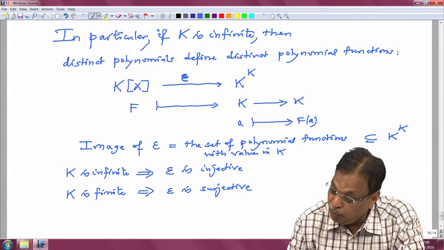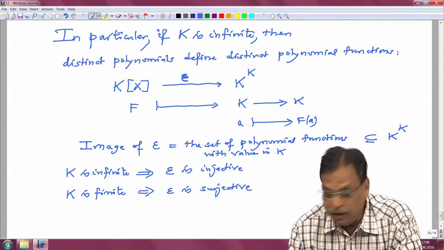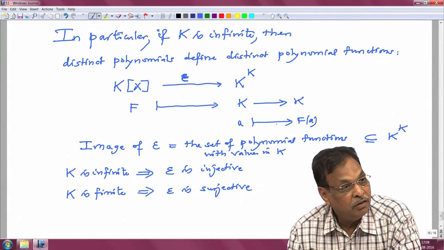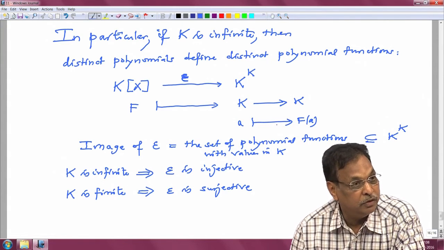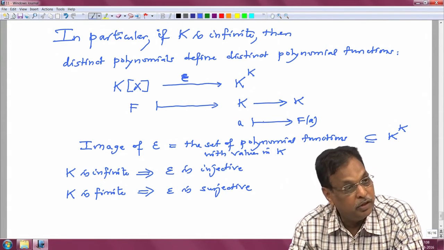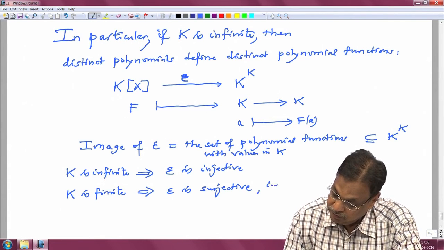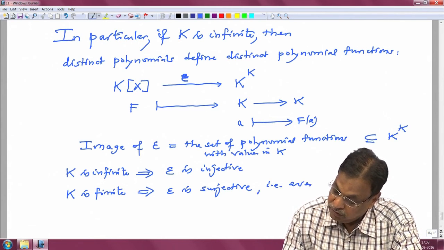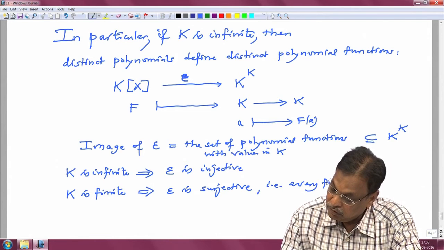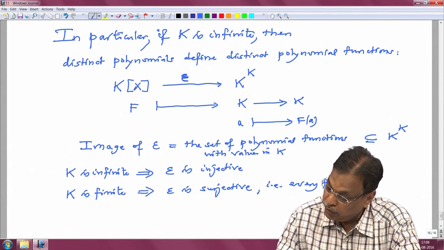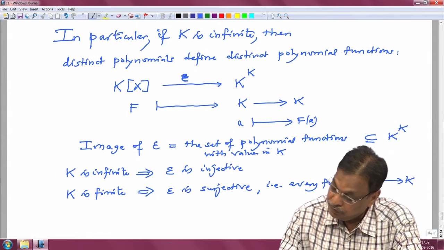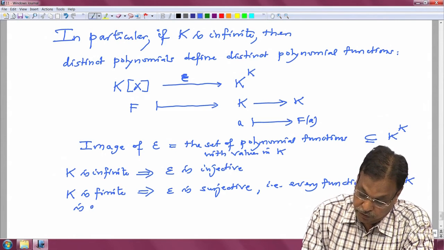That means any function is coming from a polynomial. It is defined by a polynomial function. So, that is, every function from K to K is a polynomial function.